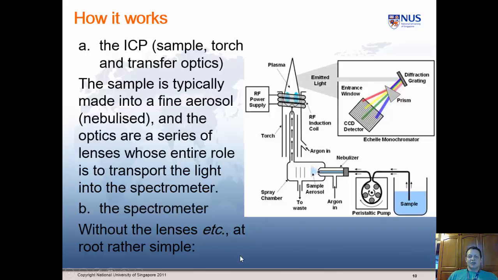The optics I'm not going to talk too much about. Effectively their entire role is simply to transport the light from the plasma into the spectrometer. Okay, we've just talked about the spectrometer. At root it's fairly simple. Effectively it simply, as any spectrometer, splits light into its component wavelengths and then measures those wavelengths and the intensity of those wavelengths.